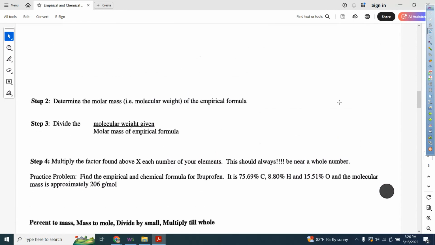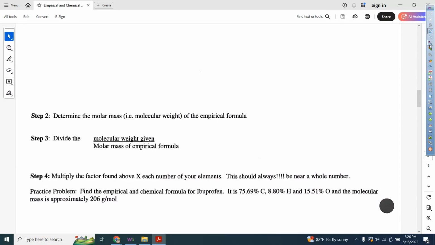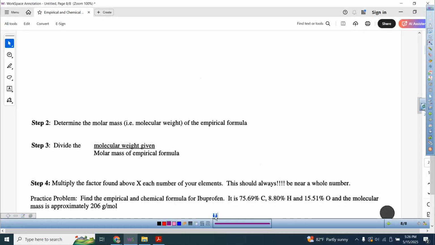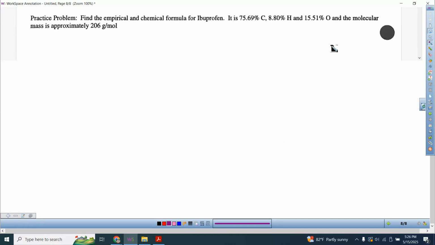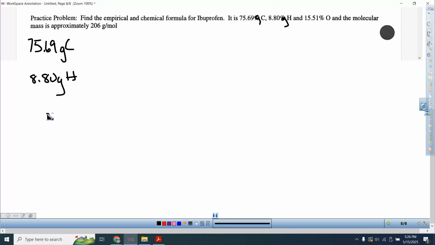Okay, let's try one more. This one's a little bit more complicated. Okay, so this one we're looking at ibuprofen, and we have 75.69 grams of carbon. We're just going to make these grams. We have 8.80 grams of hydrogen, and we have 15.51 grams of oxygen.